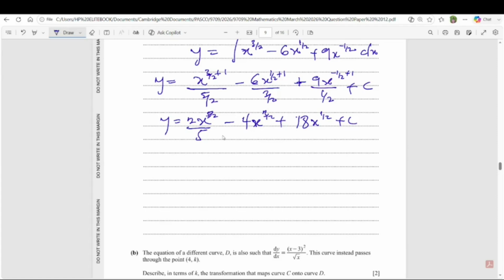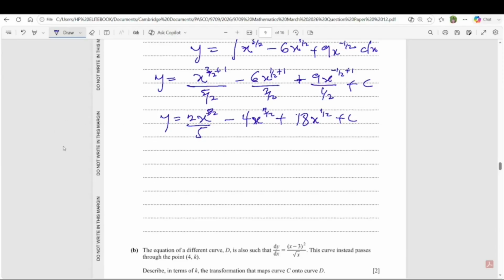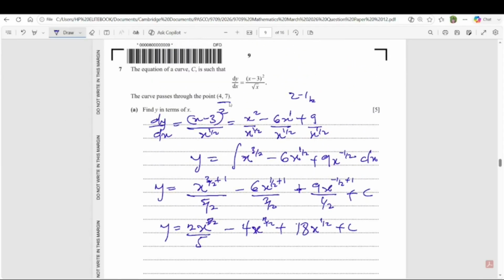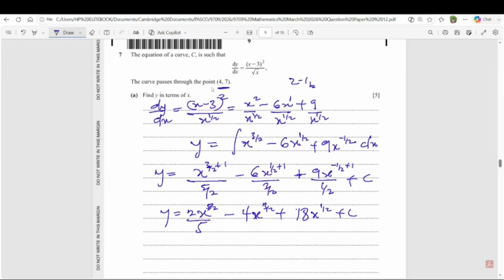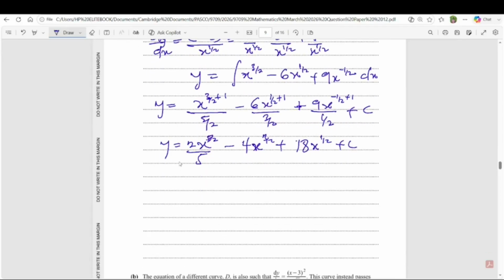But then the question gives us extra information saying that the curve passes through (4, 7). So we need to substitute these values, x is 4 and y is 7, into the equation. So we have 7 is equal to 2 over 5, x is 4, exponent 5 over 2, minus 4, x is 4, exponent 3 over 2, plus 18, x is 4, exponent half, and then plus our c.